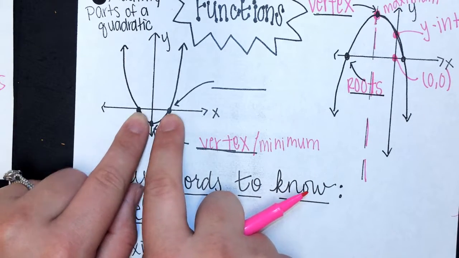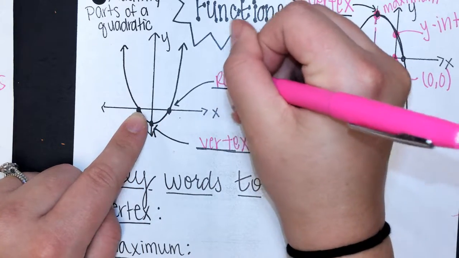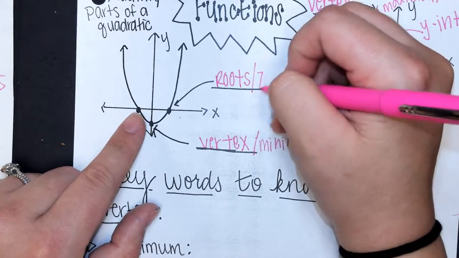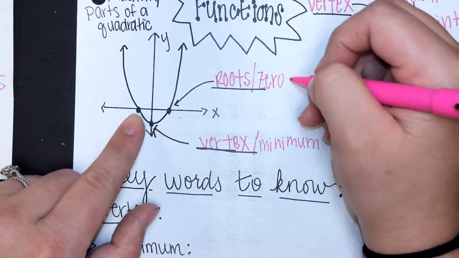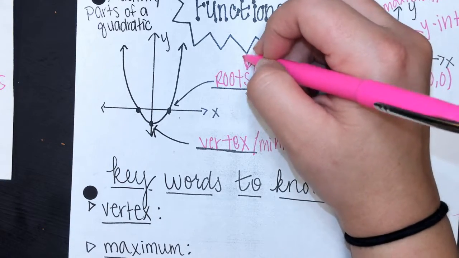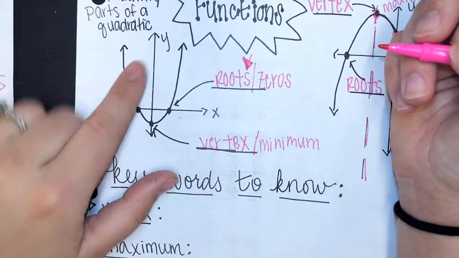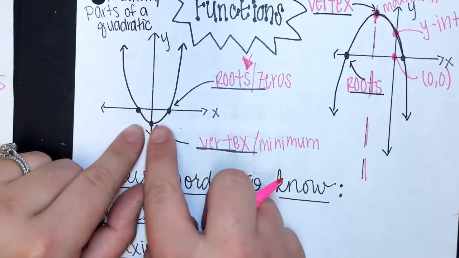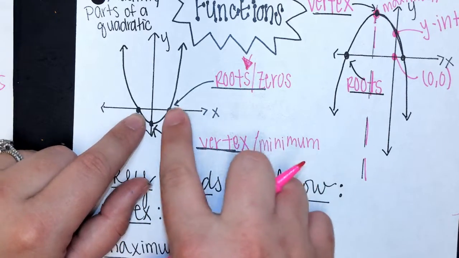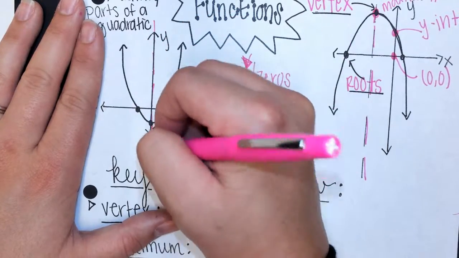Well, what are these two right here where it crosses the x-axis? Roots. Good. Another word for roots is zero. Some people call them zeros. I call them roots, though. Okay, we already called this our vertex, and it's also known as the minimum if it's the lowest point. We have our roots, and then wherever we cut it directly in half.